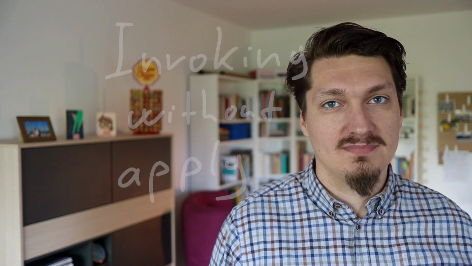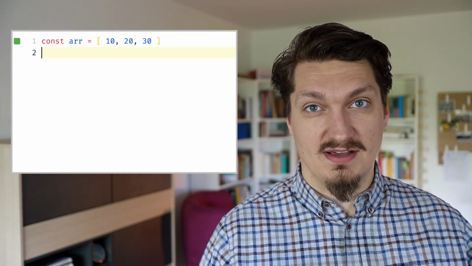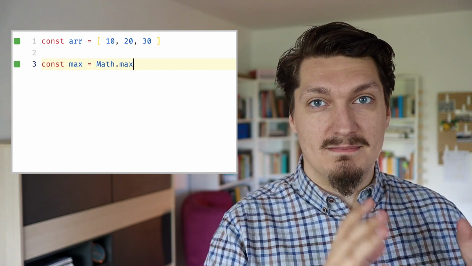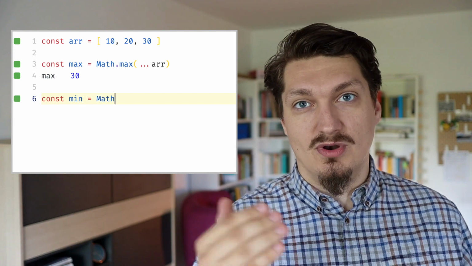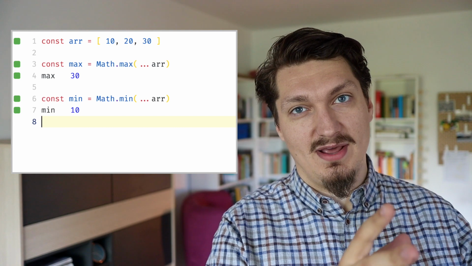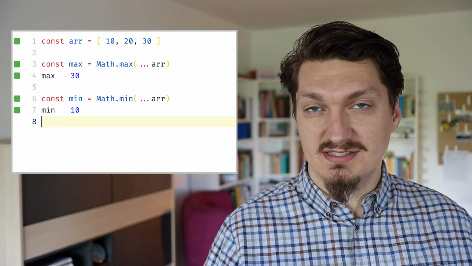Invoking without apply. It's very common that you get an array and you want to pass this array as individual arguments to some function. For example, the built-in methods Math.max and Math.min accept any number of arguments and they will get you the smallest or biggest number. In the past, when you had an array, you would probably use .apply to pass this. Now you don't have to. It's much easier to just spread that array to the function. But this is not all.